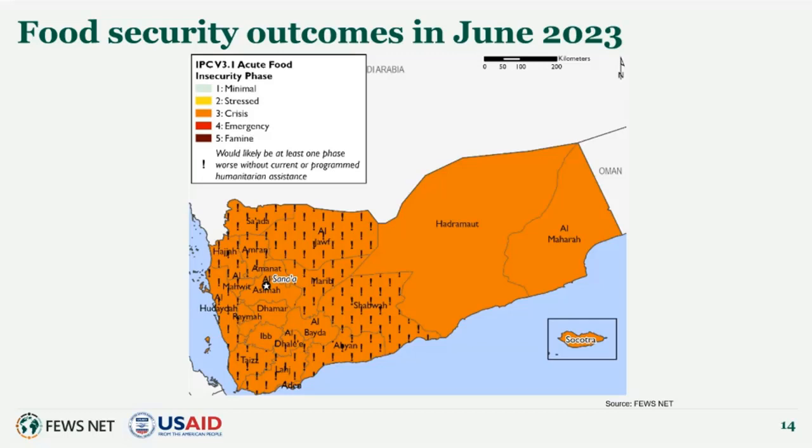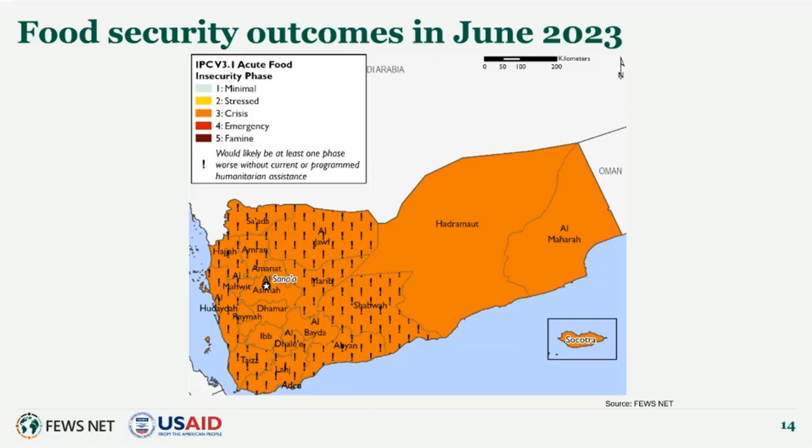And overall, given highly eroded coping capacity after years of protracted conflict, millions of poor households are still expected to be facing food consumption gaps associated with crisis, IPC phase three, or worse outcomes, though this number is expected to have reduced slightly in June due to the seasonal improvements discussed.